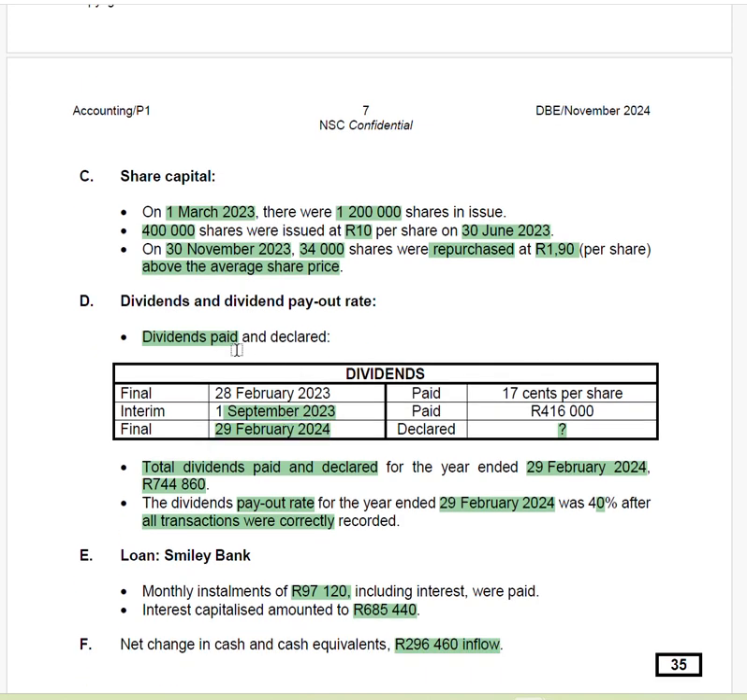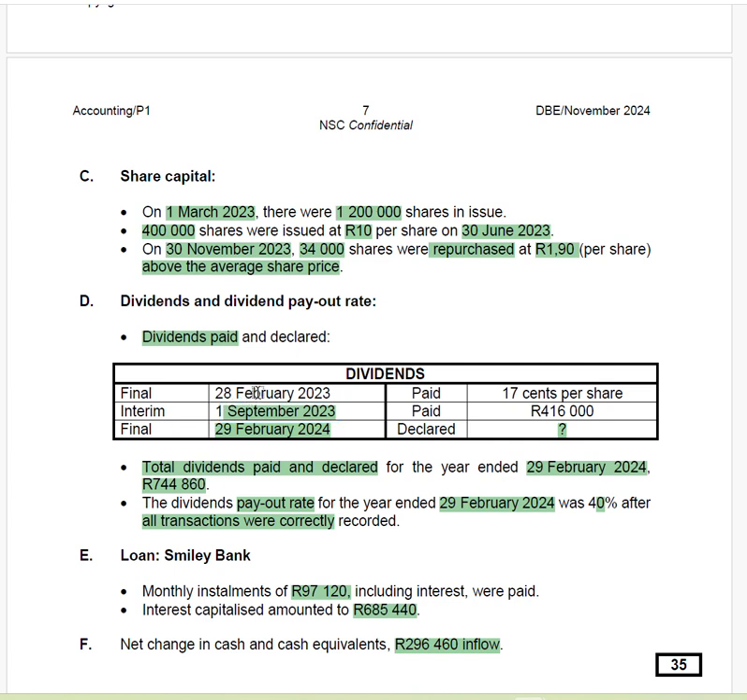And when we move down, we are told now the information about dividends. We're becoming happier now as we ascertain more information for the parts that have a question mark. So when we see the dividends paid and declared, we are given 3 items. The first one is final dividends.